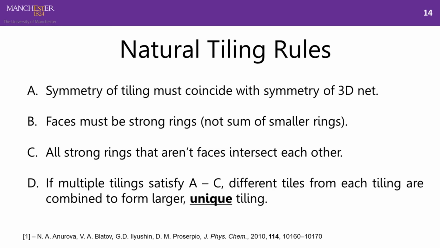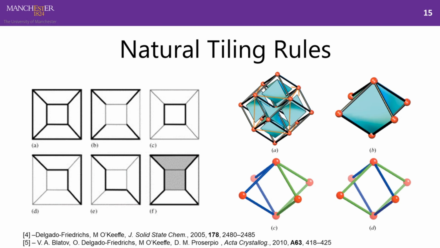So you start putting tiles together until you get a unique natural tiling. That's where the word natural comes from, because it's unique. You can't have multiple natural tilings for a structure, but you can have multiple equivalent tilings. So here are some diagrams explaining rules 2 and 3 respectively. There are a lot of rules about how you define rings.